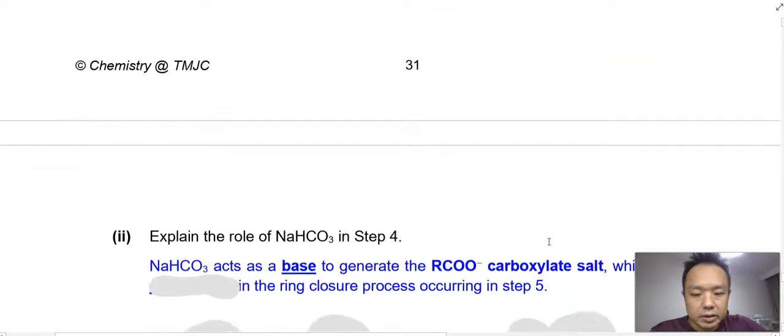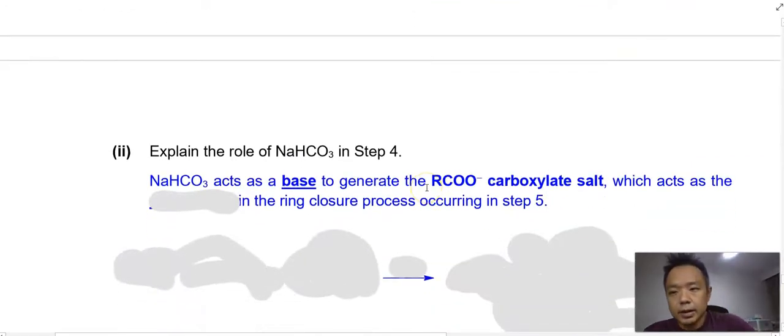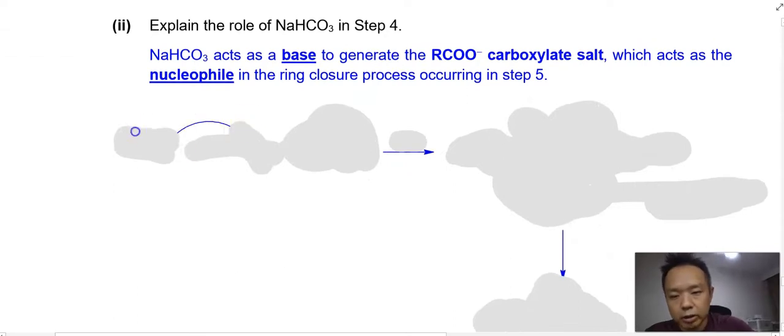Okay, so basically what's the purpose? It generates a base. NaHCO3 acts as a base to generate the carboxylate salt. So you have COO minus, which therefore acts as a nucleophile in the ring closure process occurring in step 5.